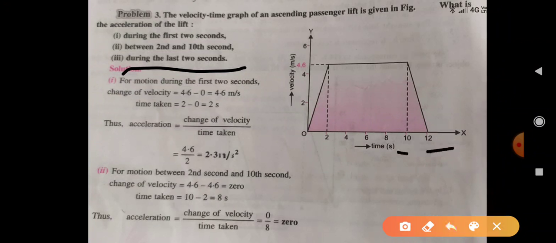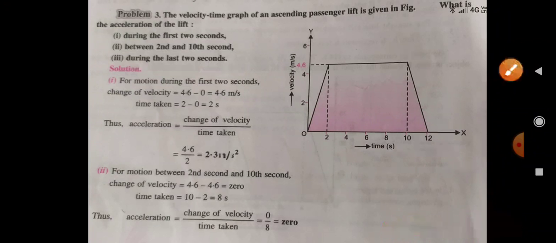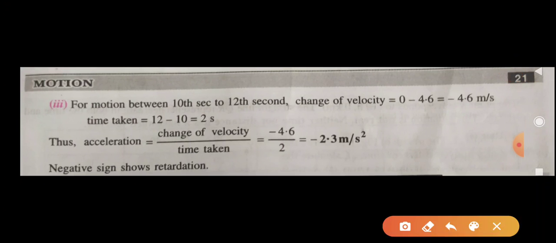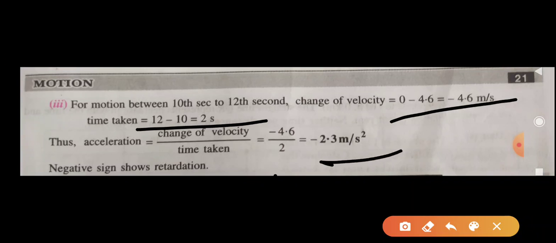In this situation, acceleration is change in velocity upon time taken, so minus 4.6 upon 2 will be minus 2.3 meter per second square. The negative sign is showing retardation. Retardation means negative acceleration.